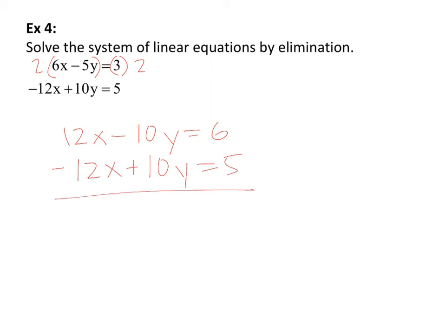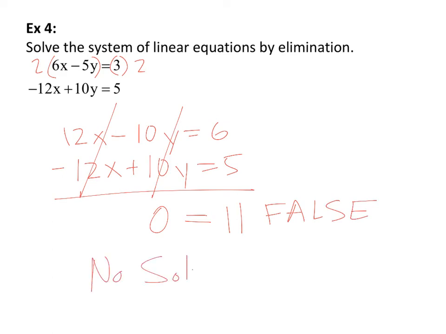And now I'm going to cancel out the x's. But wait, the y's cancel out as well. I'm left with 0 on the left side, and on the right side I have 11. So I'm left with an equality that is false. And if that's the case, then there is no solution to your system. And here's the symbol for no solution, like an O with a diagonal line through it.